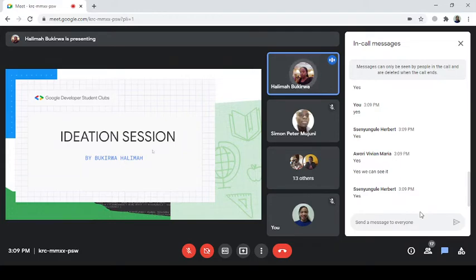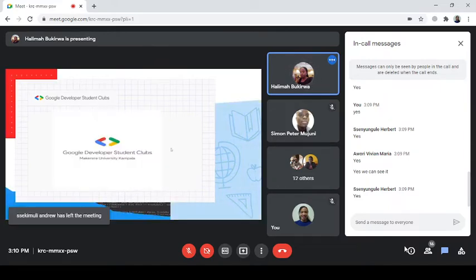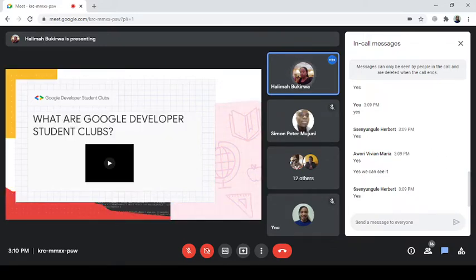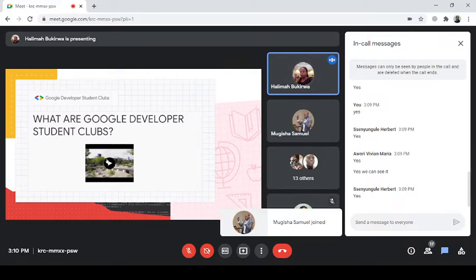My name is Bukira Halima, the GDSC lead for Makerere University, and you're very welcome to this session. Thank you very much for sparing some of your time to join in. This is the Google Developer Student Clubs chapter for Makerere University. In case you're new here and want to know what the Google Developer Student Clubs are, I'm going to play a short video that will introduce you to them.